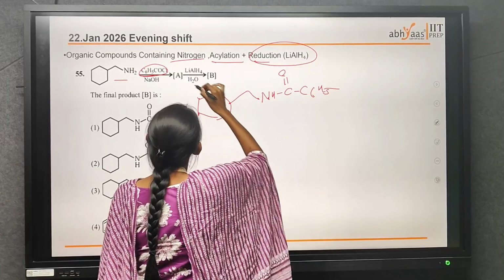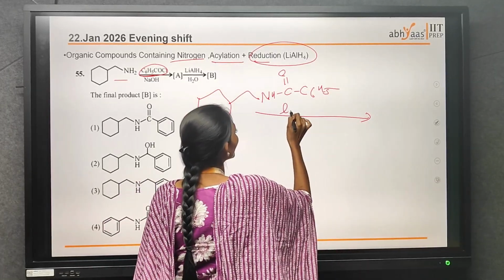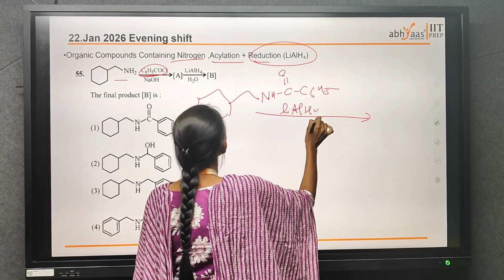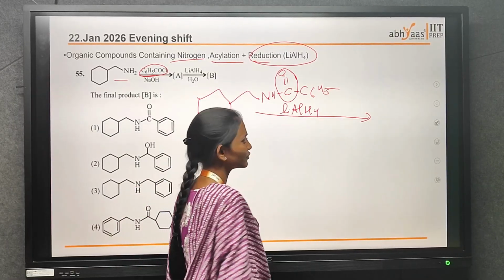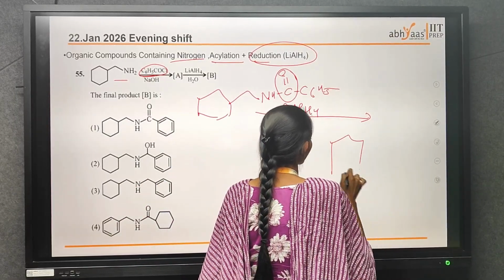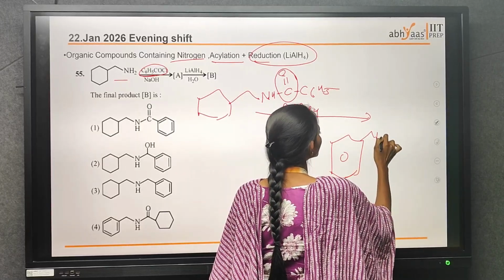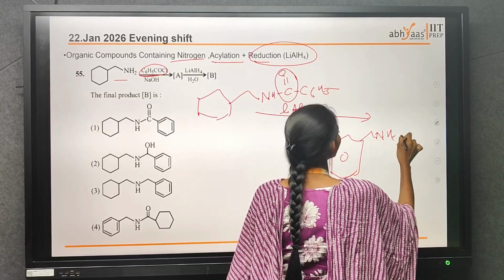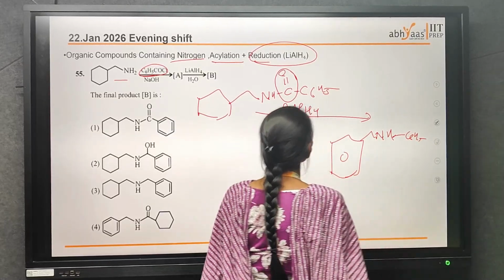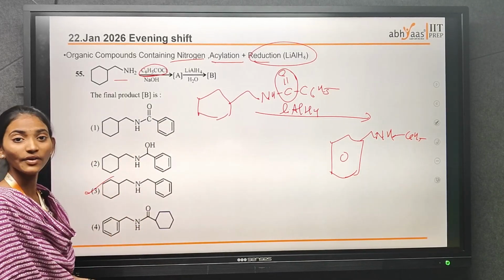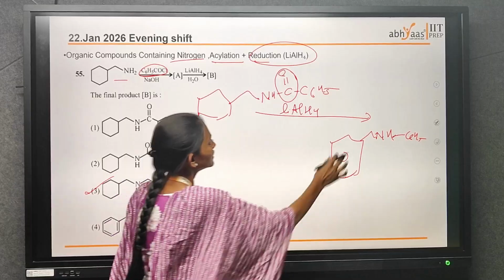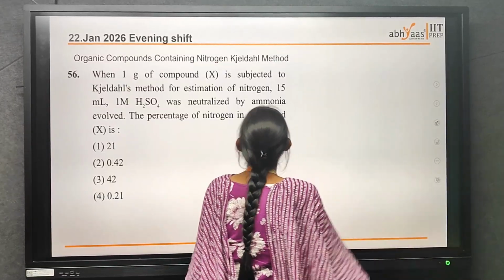C6H5, right? So when you do reduction with LiAlH4, meaning lithium aluminum hydride, the C double bond O is going to be reduced. Then what you'll get, Nana, is a biphenyl compound, right? It's like this, NH, and again you'll get C6H5. So what is your option, Nana? B here, 3, right? So a very easy question, not that moderate.